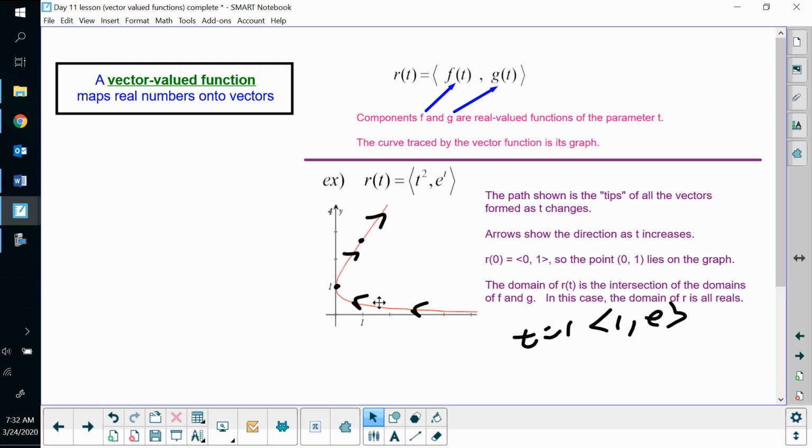Now the arrows show the direction it's going. As t is getting bigger, we're going in this direction. So that's why we've got the arrows on there. So again, the graph of the vector valued function is all the terminal points, the tips of the arrowheads of all the possible component vectors based on this equation. Now the domain is the intersection of the domains of the two parts, because you couldn't have a terminal vector for a t value that's not in one of the domains.